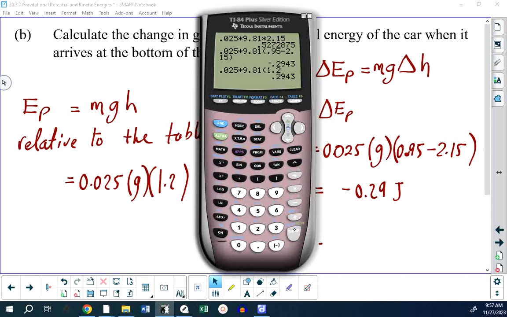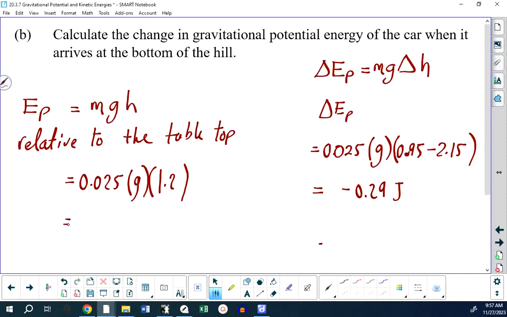But what we do is we say that if the energy at the top is 0.29 joules, if we need to think of it as a change in energy, we would say it lost 0.29 joules. And that's what negative 0.29 joules means. Most likely, we're going to be working with what's to the left of this line, and then simply saying it's a loss.